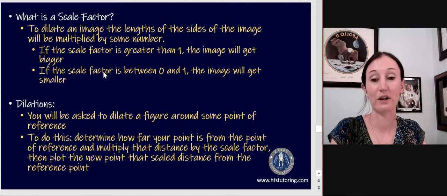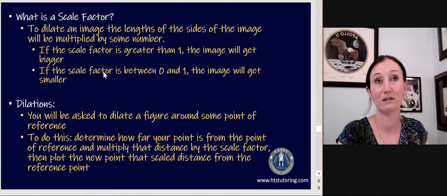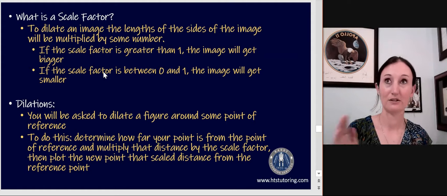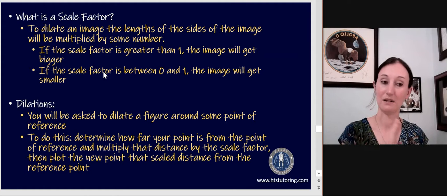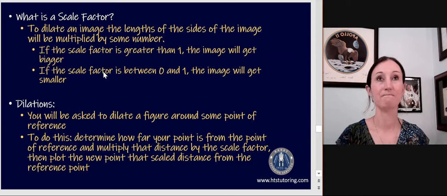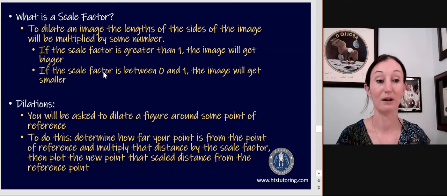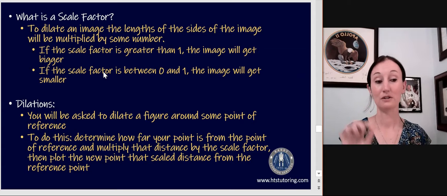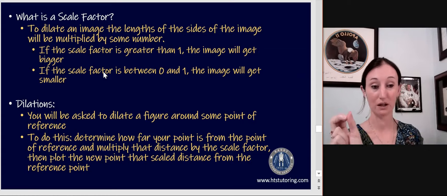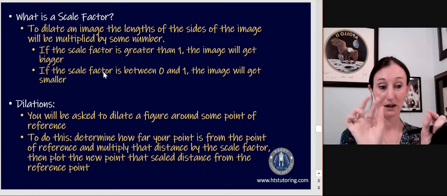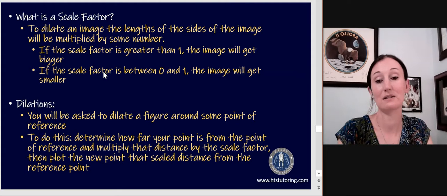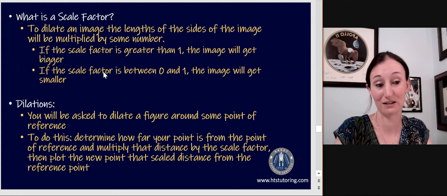One of the terms we're going to run across is something called a scale factor. Dilations deal with distances. Think dilations, di, distance, di. So they're going to say, dilate this figure about some point. Okay, cool. You've got a reference point. So now you need to figure out, from my reference point to the point that I want to dilate, I have some x and y distance. We've got to figure out what those x, y distances are and then multiply them by our scale factor.